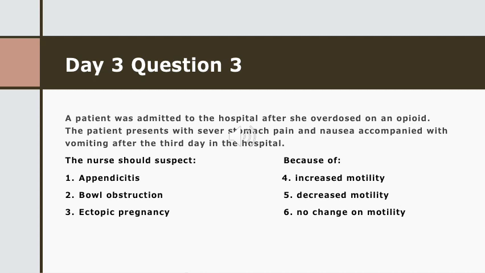Day 3, question 3. A patient was admitted to the hospital after she overdosed on an opioid. The patient presents with severe stomach pain and nausea, accompanied with vomiting after the 3rd day in the hospital. The nurse should suspect 1. Appendicitis, 2. Bowel obstruction, or 3. Ectopic pregnancy. Because of 4. Increased motility, 5. Decreased motility, or 6. No change on motility.